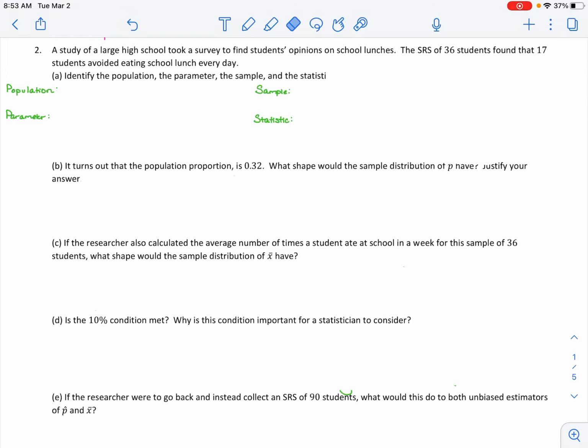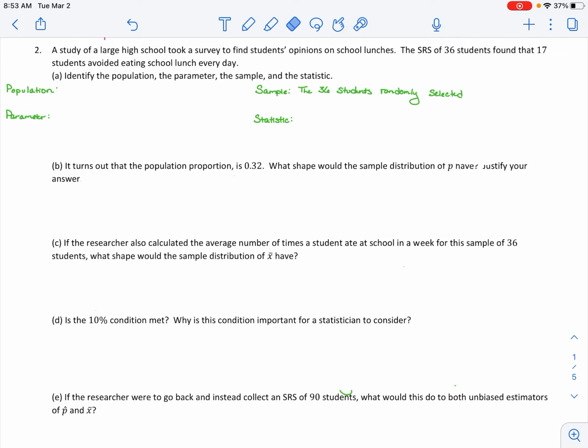Number 2 asks you to first identify the population, the sample, the parameter, and the statistic. As a reminder, the sample is the group from which you actually collect your data. In this instance, it would be the 36 students from your SRS. And then the statistic is just some value describing your sample.